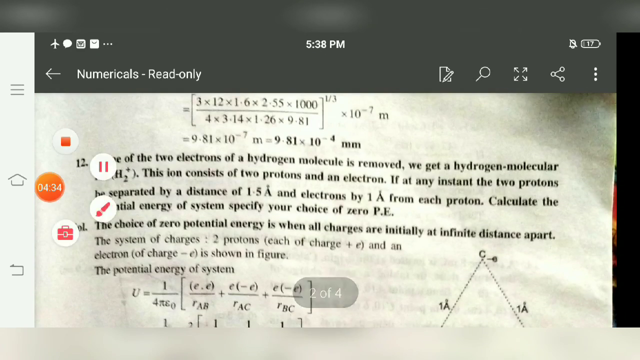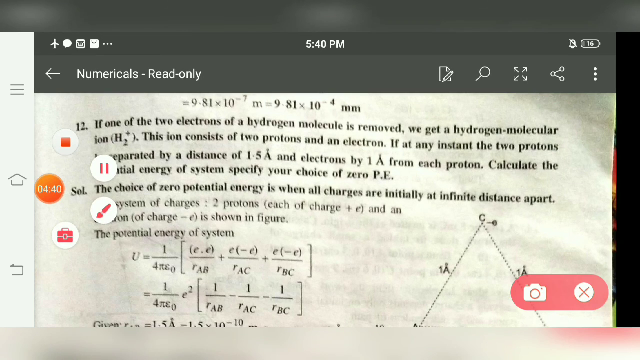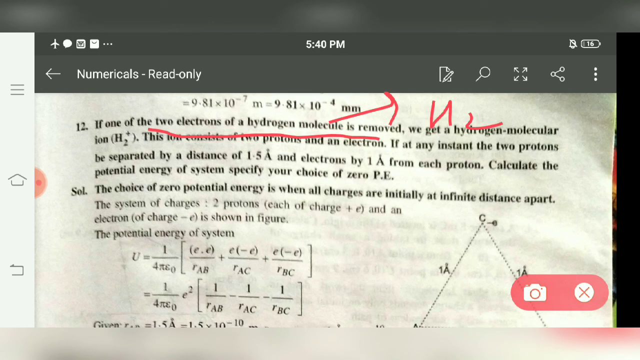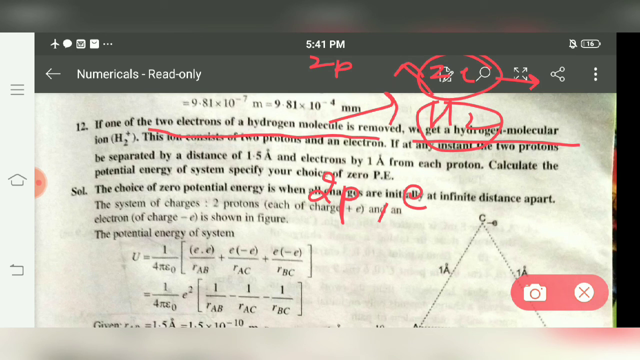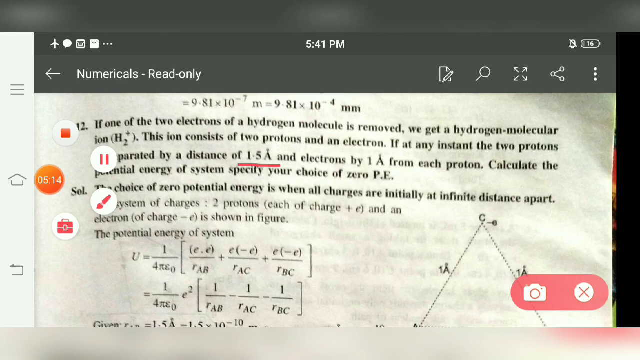Next question is, if one of 2 electrons of hydrogen molecule, means H2, is removed. In H2 there are 2 protons and 2 electrons, and if 1 electron of these 2 is removed, we are left in the system with 2 protons and 1 electron. We get hydrogen molecule positive ion. This ion consists of 2 protons and an electron. If at any instant 2 protons are separated by a distance of 1.5 angstrom from each other and from the electron by 1 angstrom.